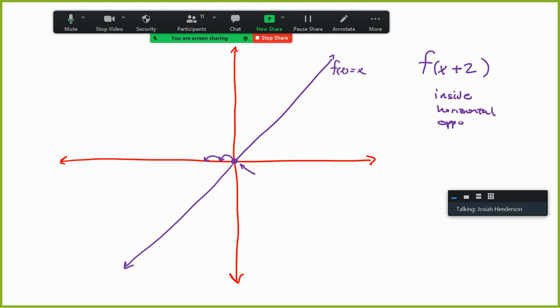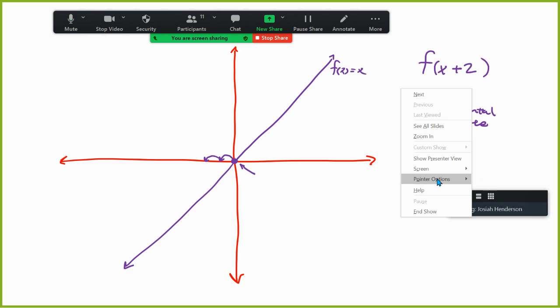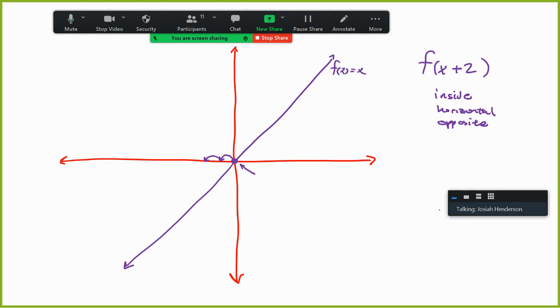So we should see our translation looks something like this, because the whole purple one, the original, was pushed leftward 2 spaces, including our origin spot. So it should be going through at negative 2 right there.